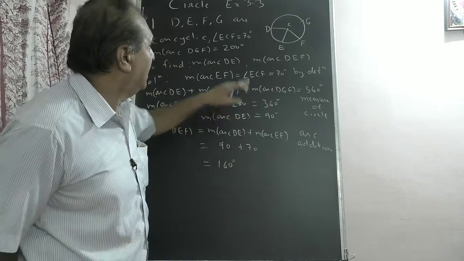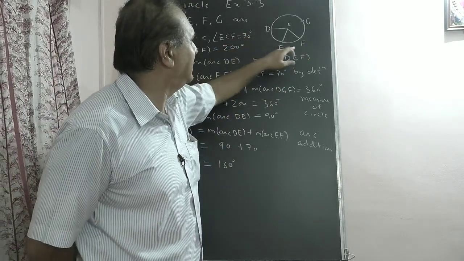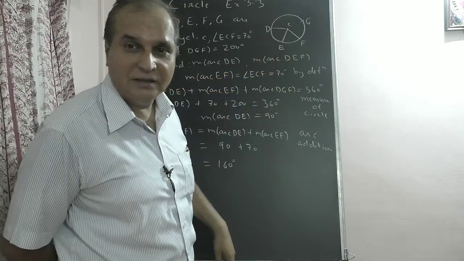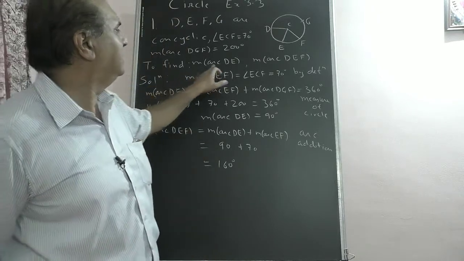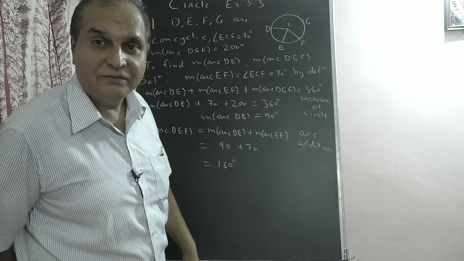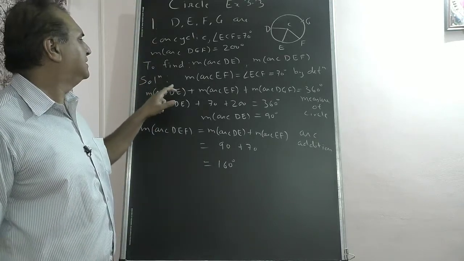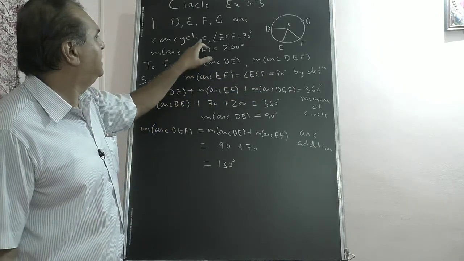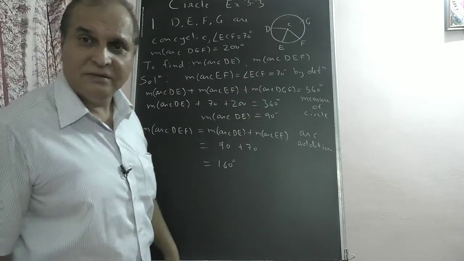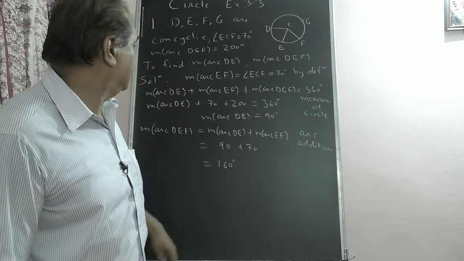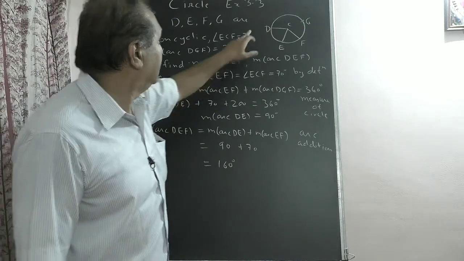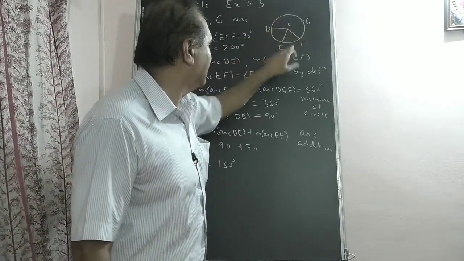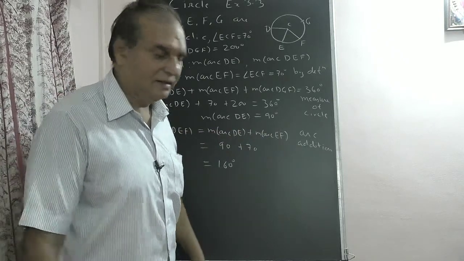Right? Okay. And now DEF is so simple. M arc DEF is m arc DE plus m arc EF. That is 90 plus 70, 160 degree is the answer. So simple. You have to find measure arc DE and measure arc DEF. See here. First, m arc EF is angle ECF, that is 70 degree, given, by definition of measure of arc. Now m arc DE: this arc plus this arc plus this arc is 360, that is measure of circle, right?